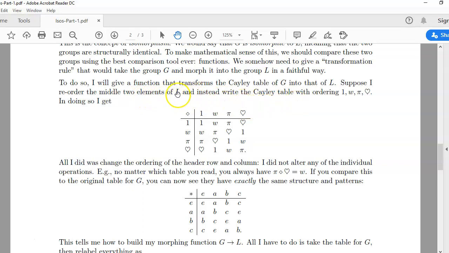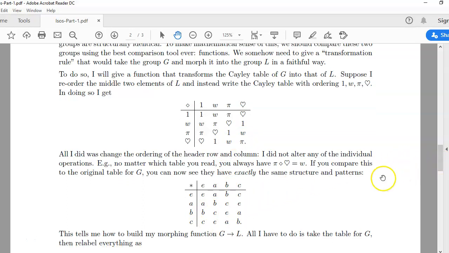If I take the Cayley table for L and I switch the middle two, before I wrote it as 1, then pi, then W, then heart. Now I'm going to write it as 1, W, pi, heart. If I write the table with a different header row and a different column header, and then I just do the same multiplications, look, the tables now look identical. Pi, pi, pi, B, B, B, 1, 1, 1, E, E, E. And I didn't alter the operation of L. It's the same operation. It's just the table gets rewritten.